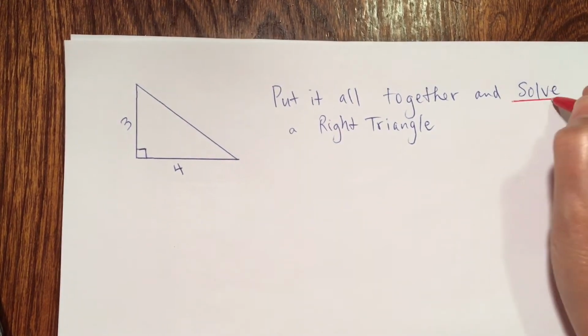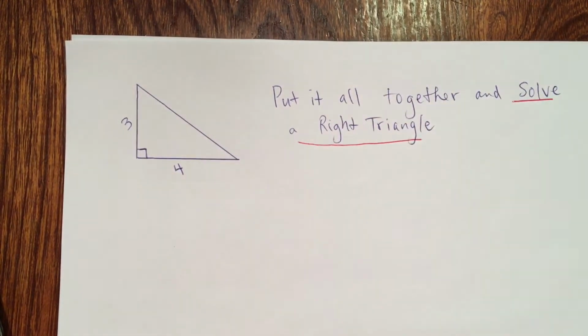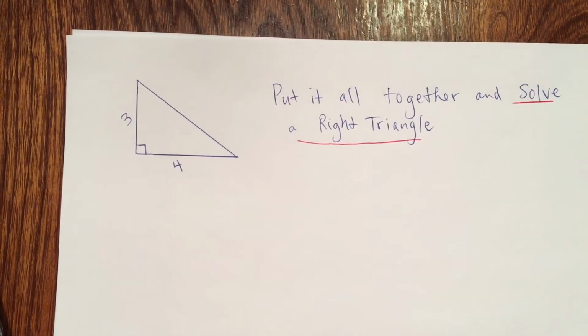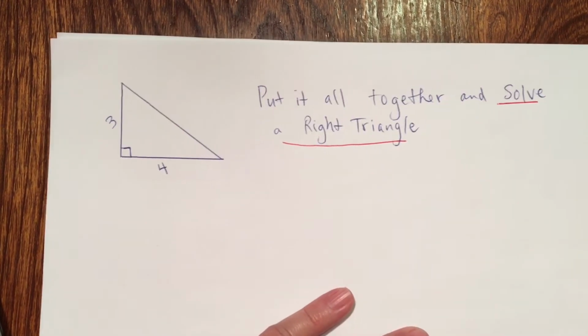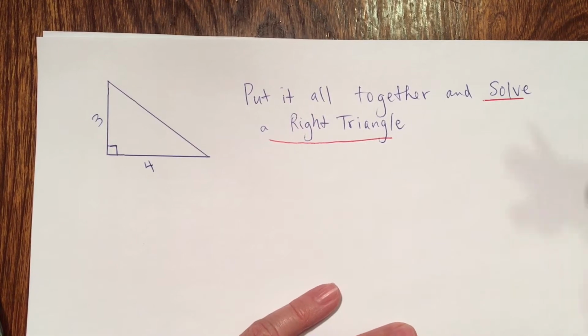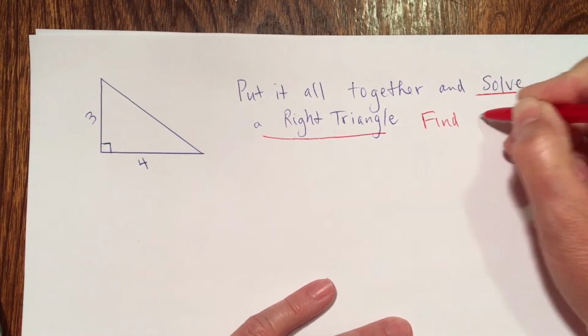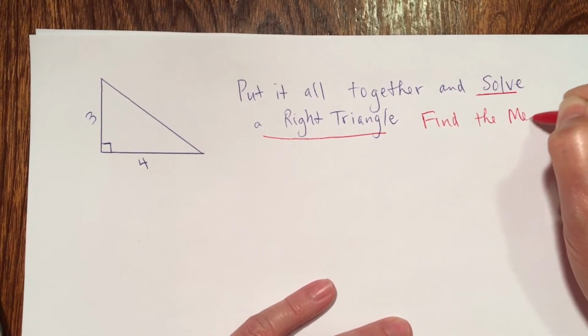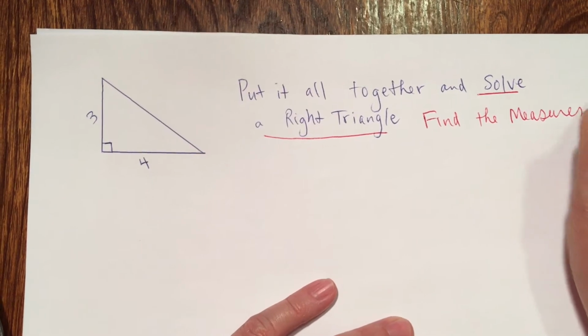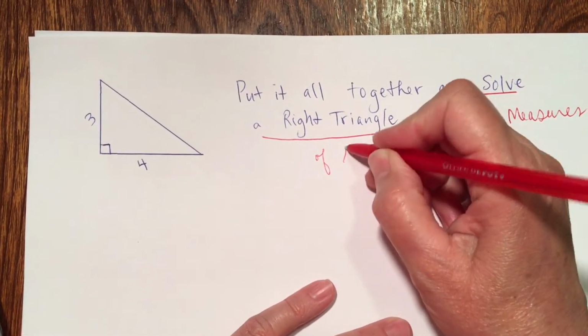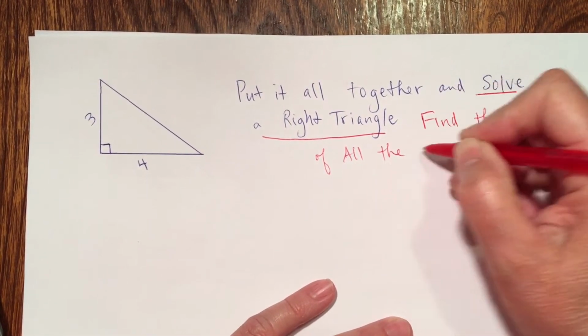Now, solve the right triangle, or solve a triangle, means we want to find the lengths and the measures of the angles of all the missing parts. So find the measures of all the missing pieces.